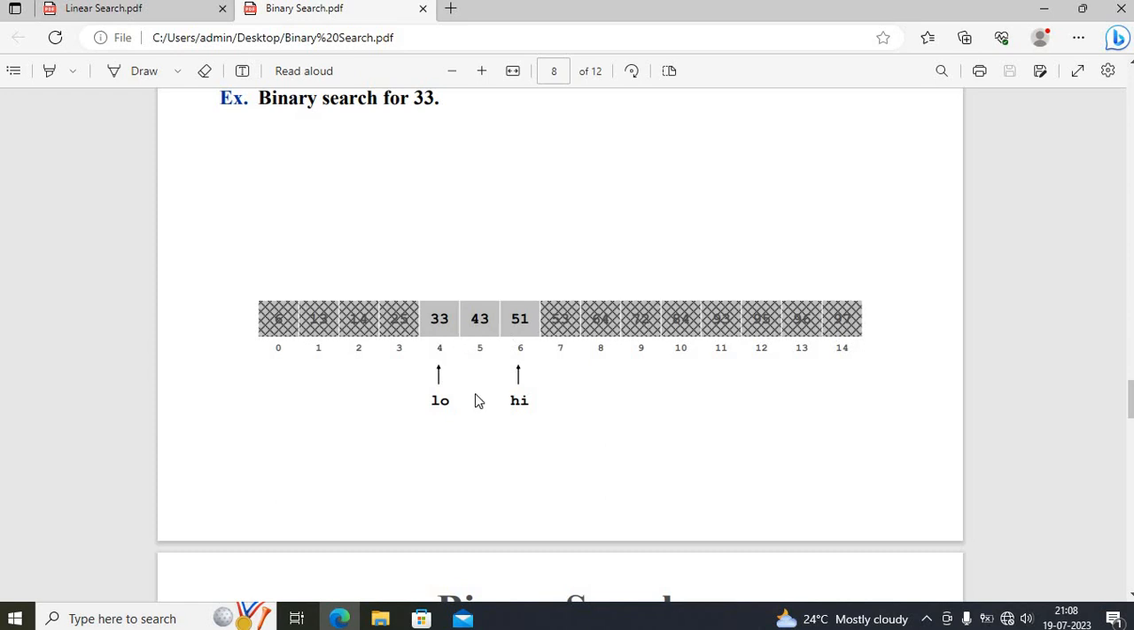So again we have to compute the mid. Here the low is 4, high index is 6. So low plus high divided by 2 gives you the mid position. 6 plus 4 is 10, divided by 2 is 5. So now the mid element is 43 and the mid position is 5.